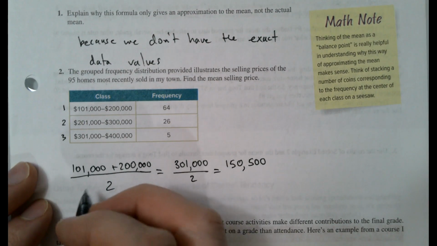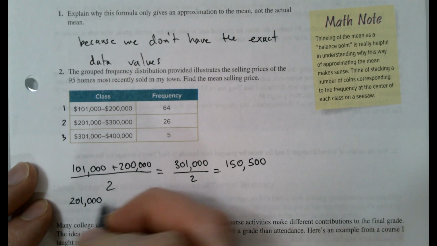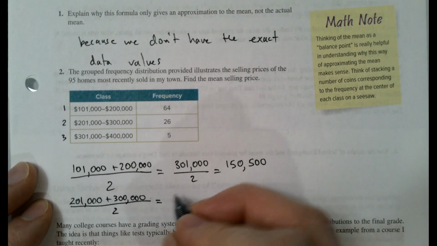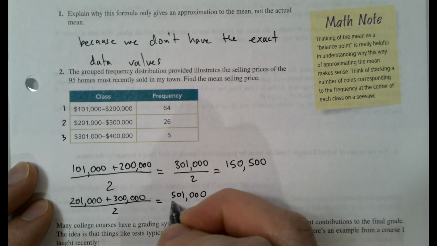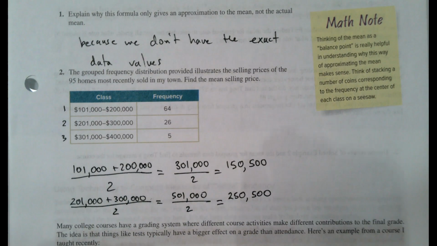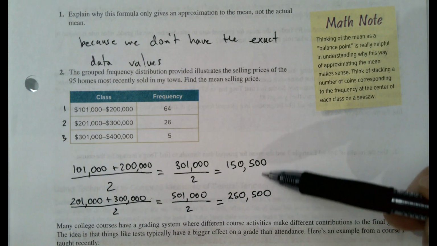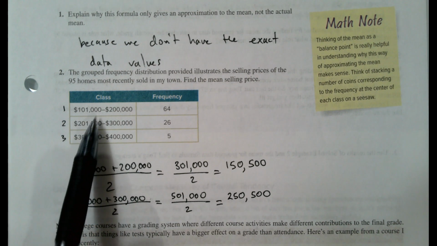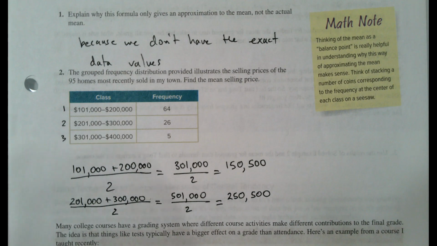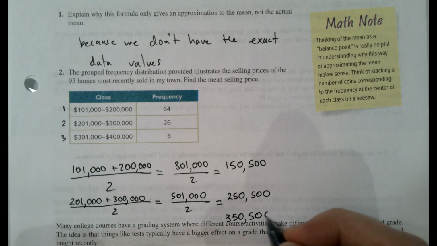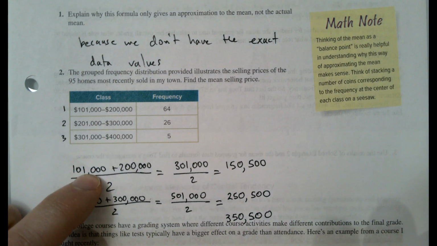The second midpoint is the 201,000 plus the 300,000 divided by 2. Let's see, that's 501,000. Divide that by 2. And what do we get? 250,500. At this point, we can see the distance between these values. The width is 100,000. And actually, we could have seen that back here. We add 100,000 to 101,000, we get 201,000. So the next midpoint is just going to be this value plus 100,000. So the very last midpoint would be 350,500. Those are our 3 midpoints.